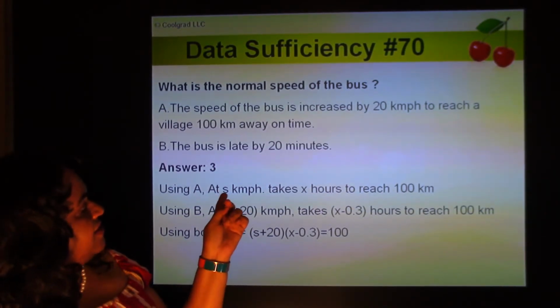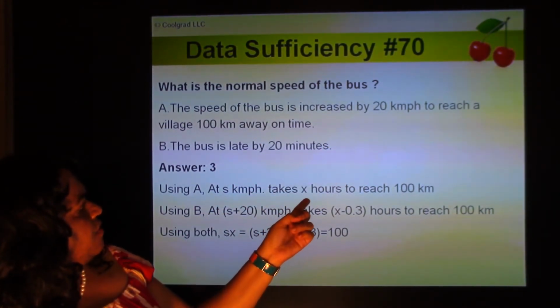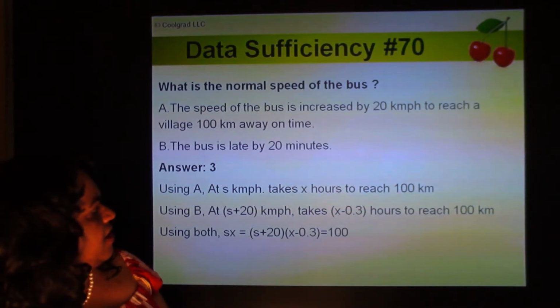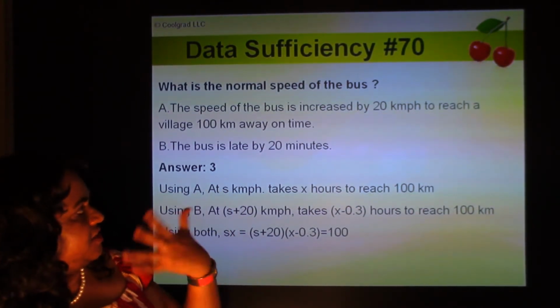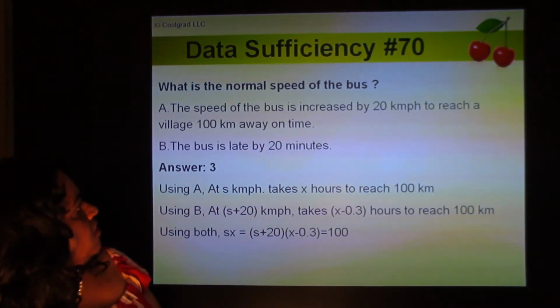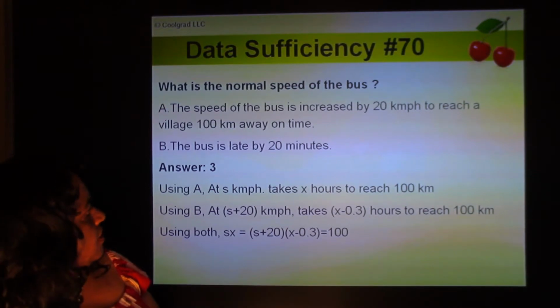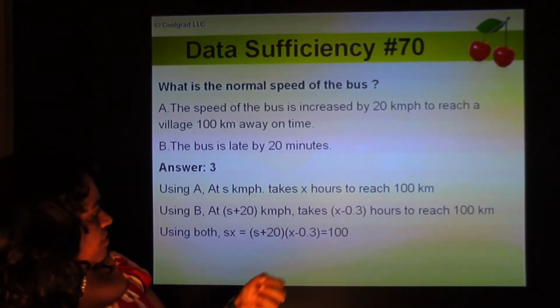So basically, s is the speed, the increased speed, okay? And it takes x hours to reach 100 kilometers on time. So s is the increased speed, let's say, for example. So anyway, using A alone, you can't solve for the speed of the bus. That's the material point. Using B alone, the bus is late by 20 minutes.